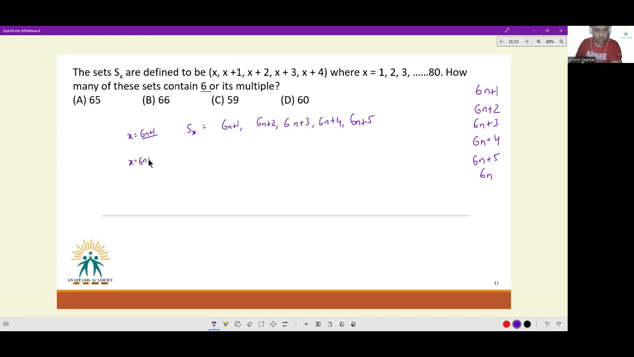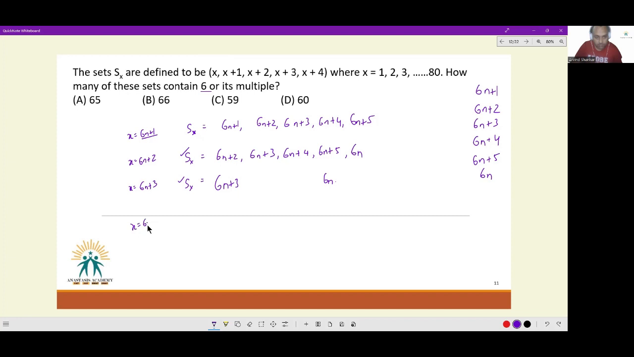What if x was 6n plus 2 kind of number? Then Sx would be 6n plus 2, 6n plus 3, 6n plus 4, 6n plus 5, and lo and behold, we have a multiple of 6 available here. So this is a good set for us. What if x was equal to 6n plus 3 kind of number? Now see, you don't have to write down this entire list. If the first number is 6n plus 3, can you see x plus 3 would be a multiple of 6? And therefore, this is a good number.